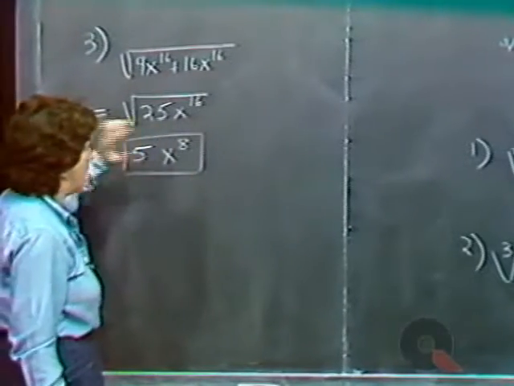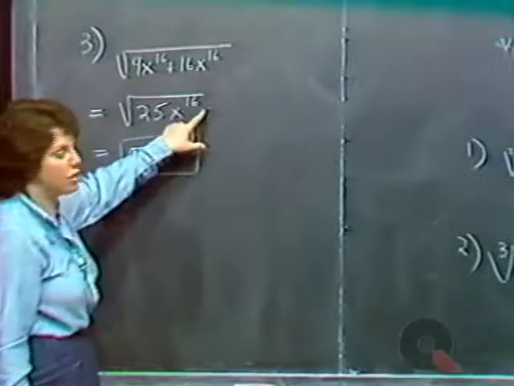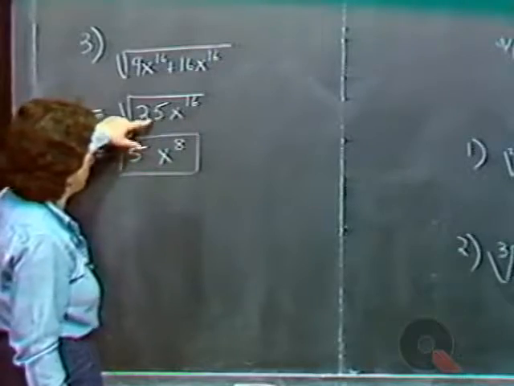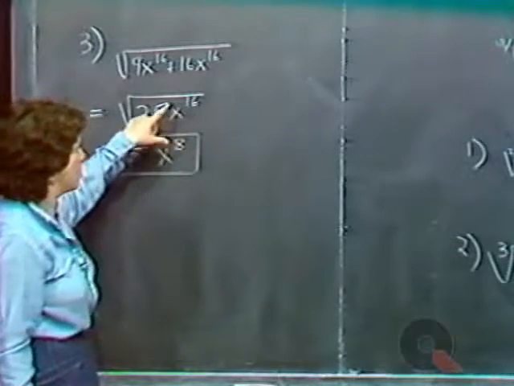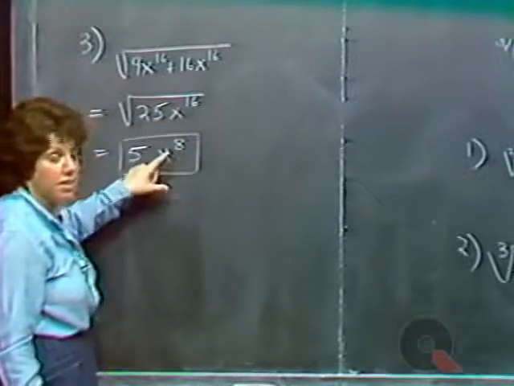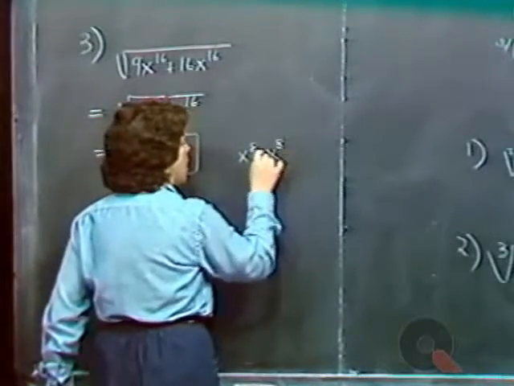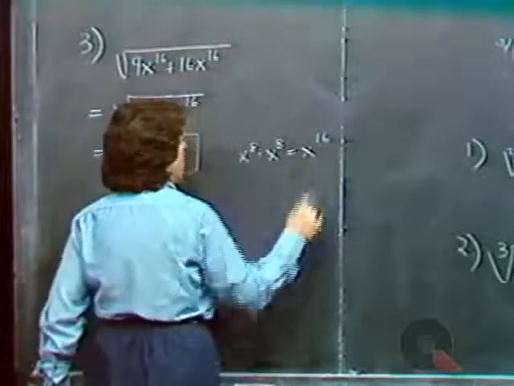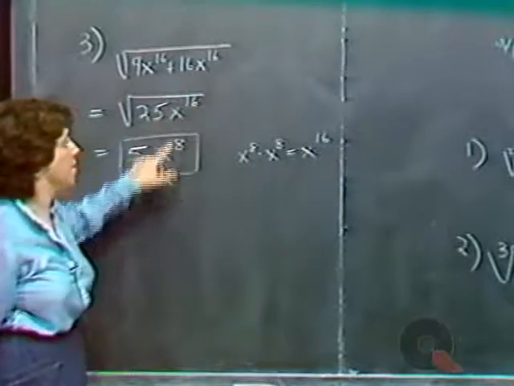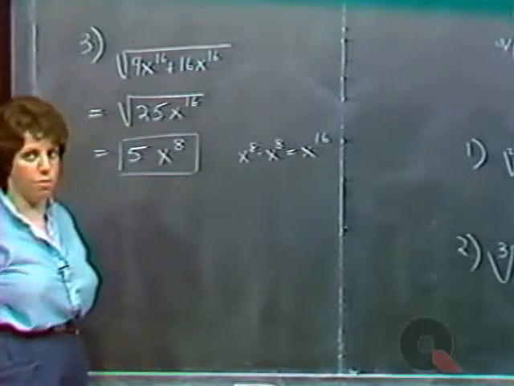Some people get all excited. They take the square root of 25 and they take the square root of 16. No, it's the square root of 25, and the square root of x to the 16th is x to the 8th. Because remember, x to the 8th times x to the 8th is x to the 16th. So the square root of x to the 16th is x to the 8th, not x to the 4th.